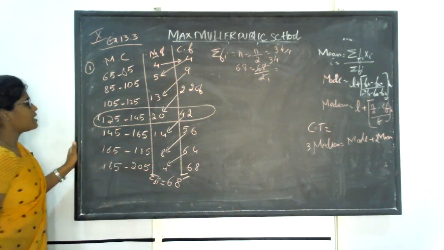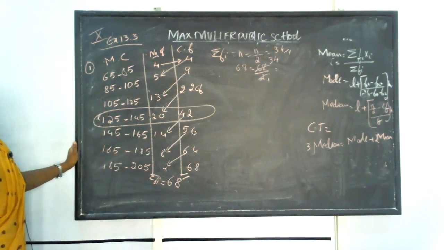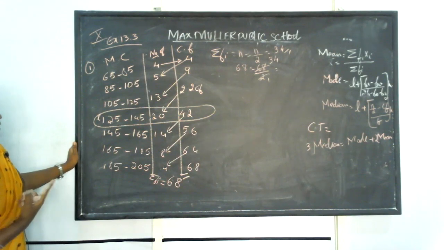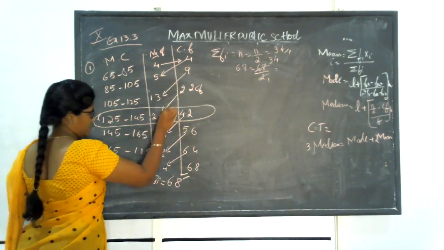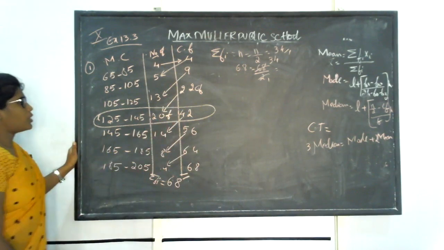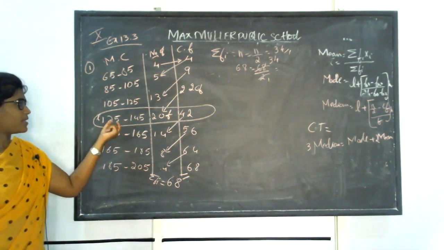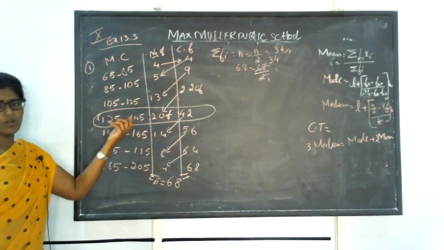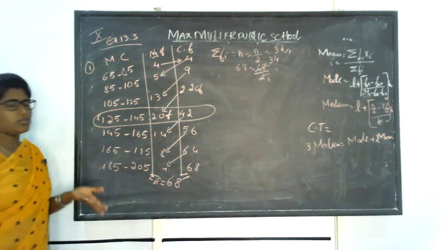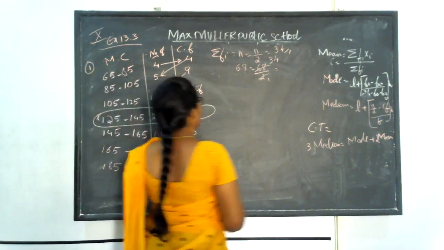Now what is your lower limit? Lower limit will be 125. Then you have n by 2 already ready, that is 34. CF is also ready, that is 22. And you have frequency, F is equal to 20. Then what else do you have? You need to find out the difference between these two. 5 minus 5 is 0. 4 minus 2 is 2. 1 minus 1 is 0. So you have h value also 20.